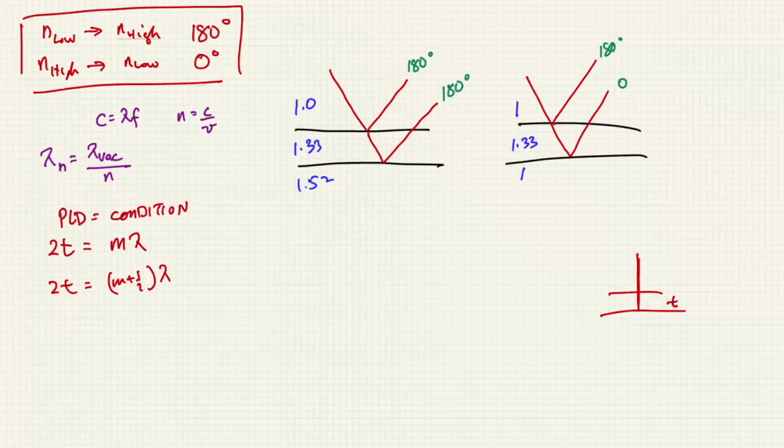What about the wavelength in the material? Really, this would be lambda, the wavelength in the material, because we're talking about a path length difference in the thin film. And so we need to know the wavelength in the thin film.